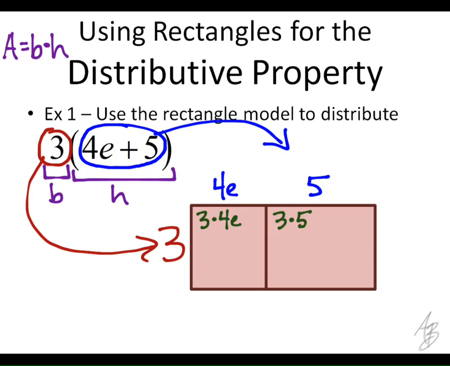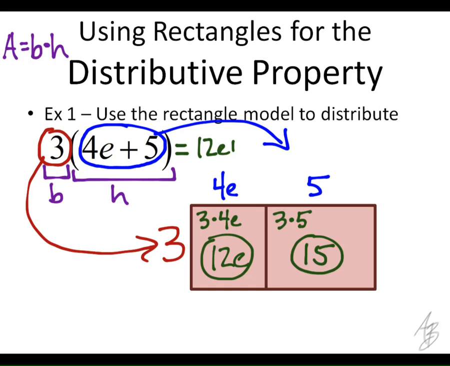And what is 3 times 4e? 12e. And what is 3 times 5? So we get 12e here, we get 15 here. So if we were to distribute this, what would we end up with? I'm going to write it right up here. I'm going to write an equal sign to show that they're equal. That equals what? Somebody just said it. 12e plus 15.